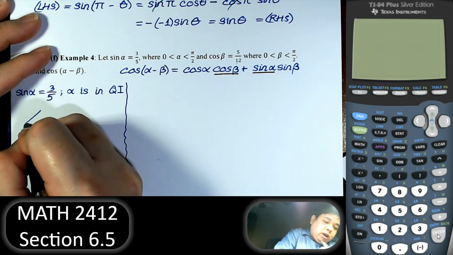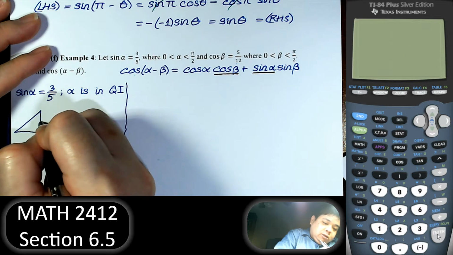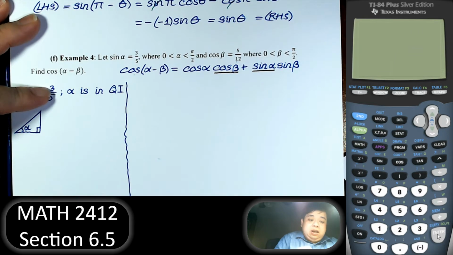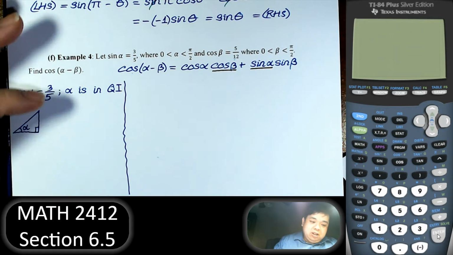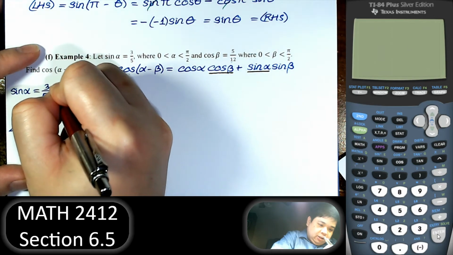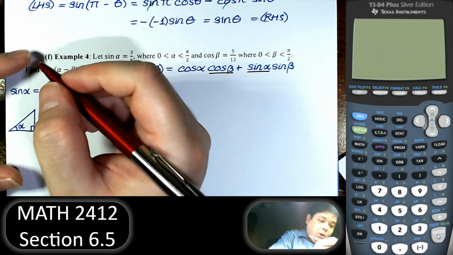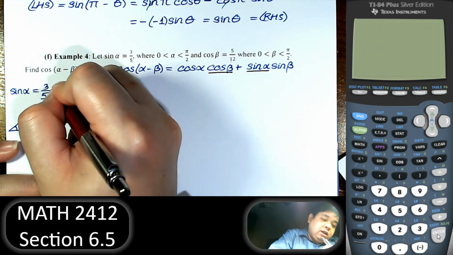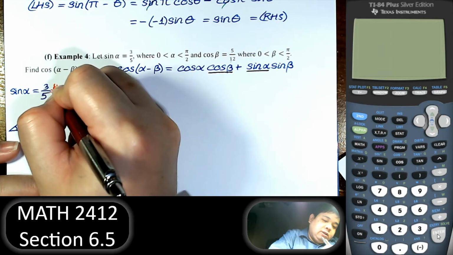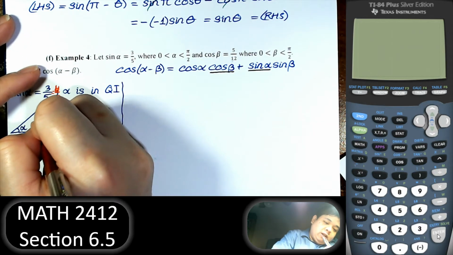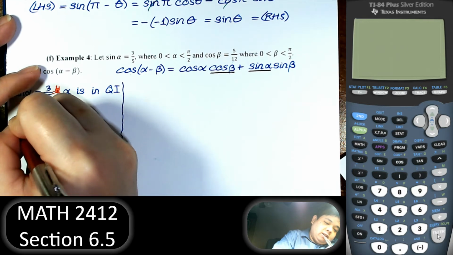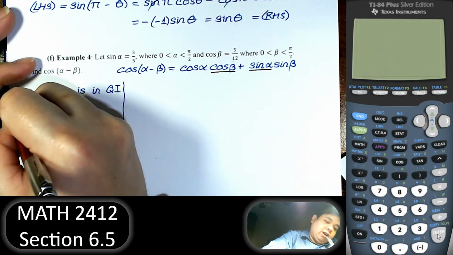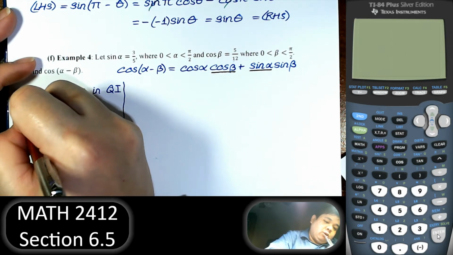We can draw a right triangle. The angle is alpha. Sine is opposite over adjacent, right? Or we can use x, y, and r if we want to. So sine is y over r. We can let y equal to 3 and r equal to 5.